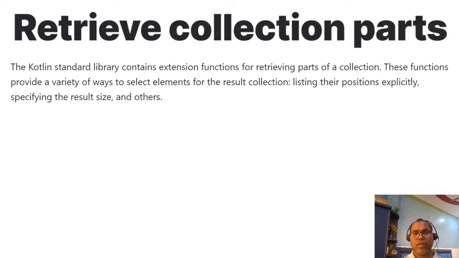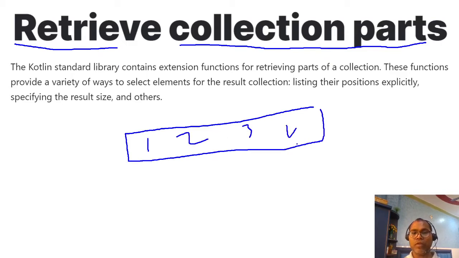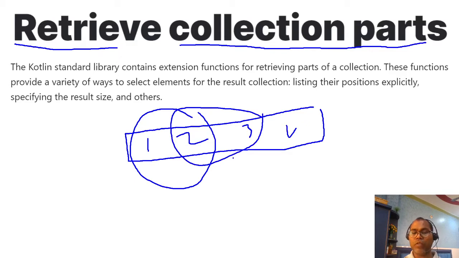Today, let us discuss how to retrieve parts of collections. That means we have a list of items: item 1, item 2, item 3, item 4, and here I want to take a subset, this one or this one, or some with conditions. So partially I want to retrieve.